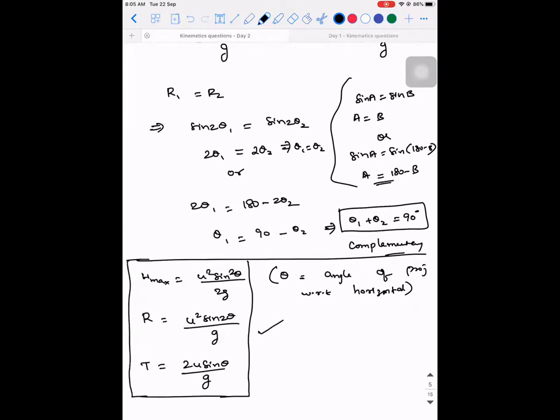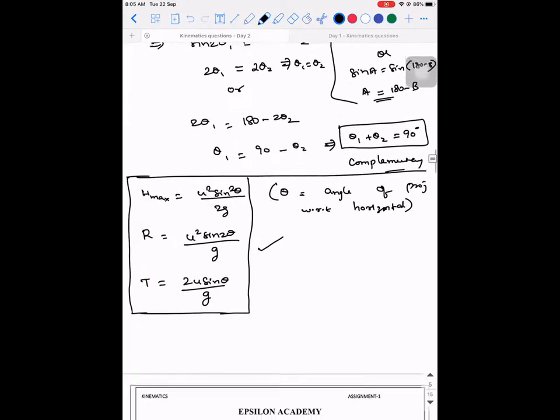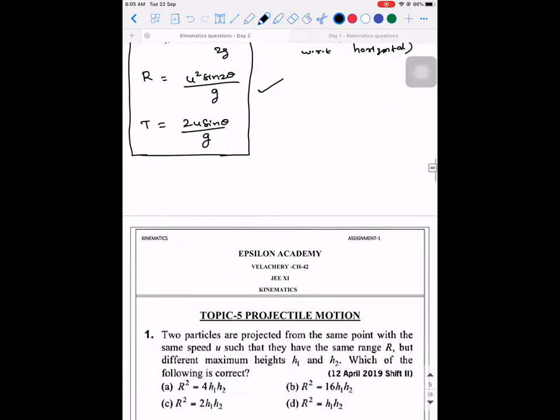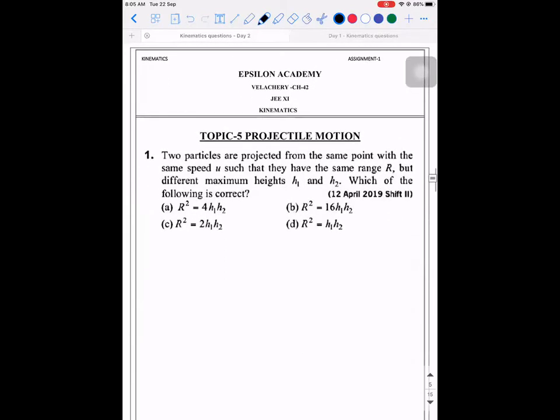I hope it is clear. Shall we start? Yeah, sure. We'll start solving a few problems. See, problems will be very easy. Okay, don't worry about it.